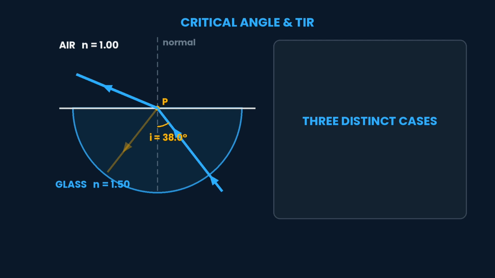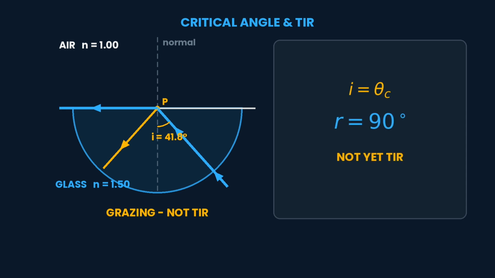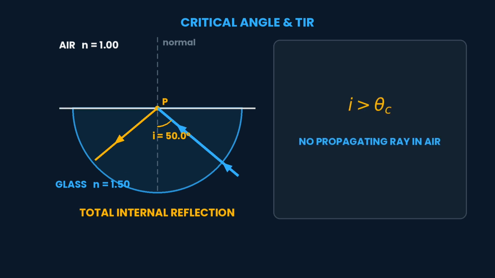Below the critical angle, a transmitted ray exists with a reflected component as well. At the critical angle, the transmitted ray runs along the boundary. This is not yet total internal reflection. Above it, no propagating transmitted ray remains. The light reflects entirely back inside.